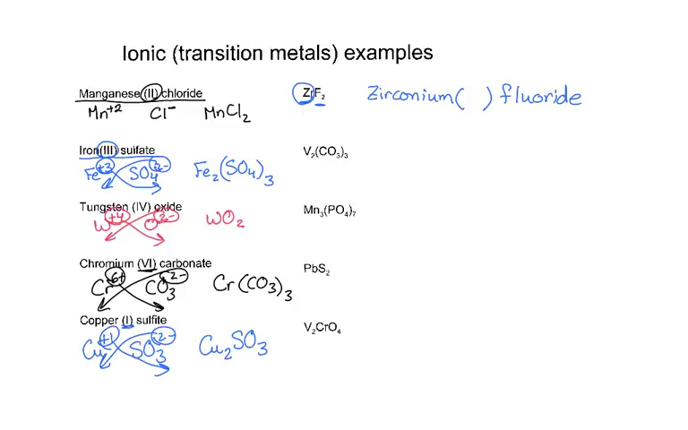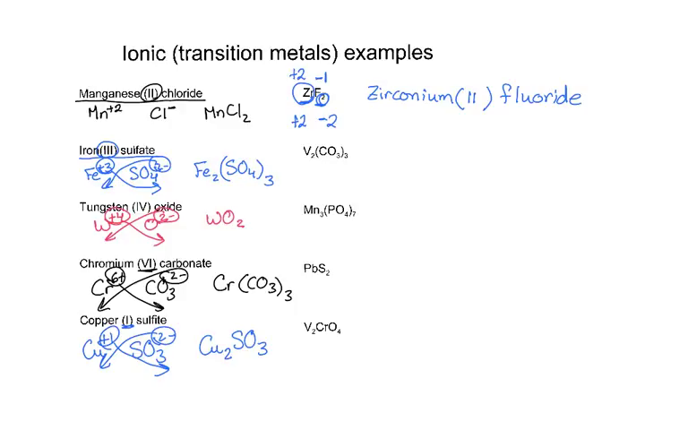Well, you know the charge of fluoride is -1 each. There's 2 of them, so the total negative charge is -2. For the compound to be neutral, the total positive charge has to be +2. I only have 1 zirconium, so it has to be +2, so it's zirconium 2 fluoride.